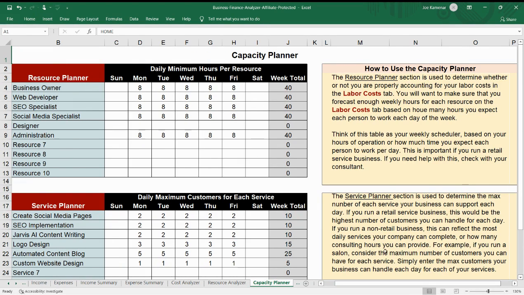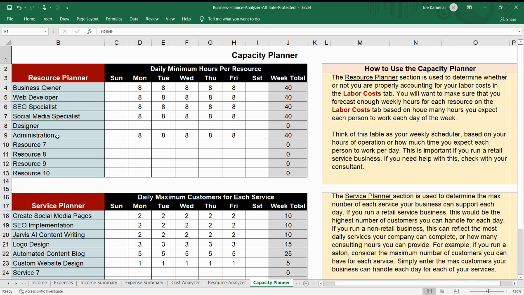So on this top part, you want to make sure that you're forecasting enough weekly hours for the resources in the labor cost tab, based on how many hours, I've got a typo, you expect each person to work each day of the week. We're looking at it from our web development example. But if you run a salon, you can have the owner, a receptionist or administrator, one or more hairstylists, one or more color specialists, one or more people who cut. You can have a person that's doing nails. It goes on and on. You know your business better than I do.